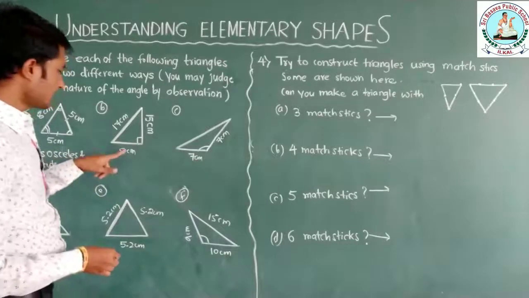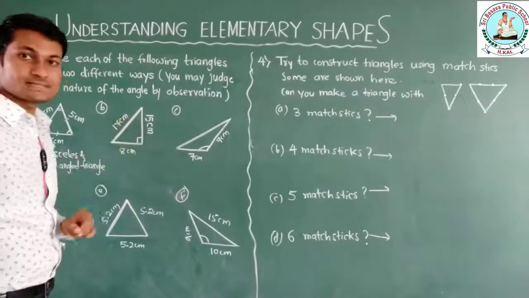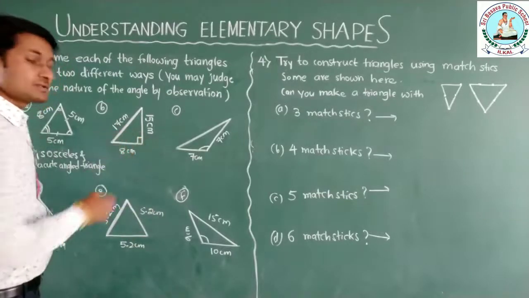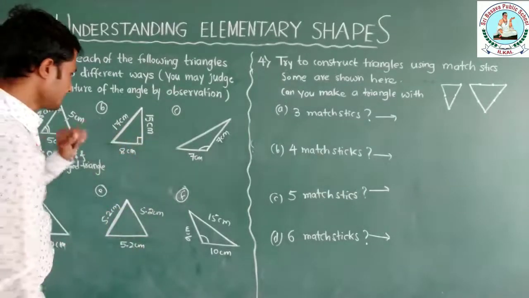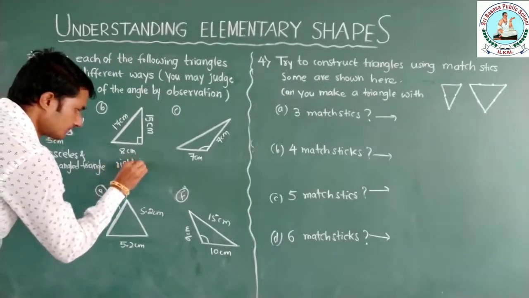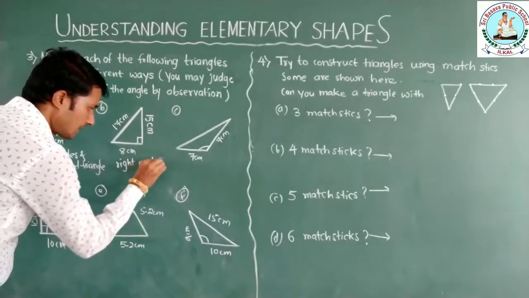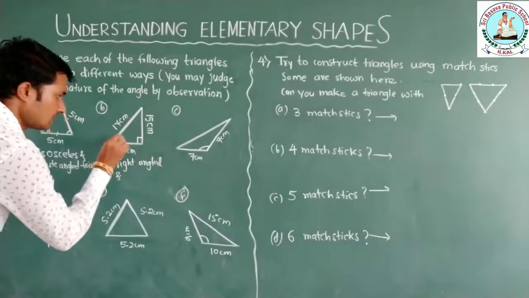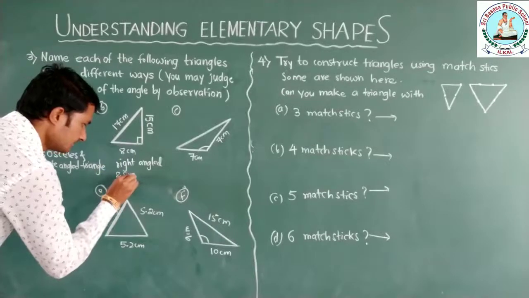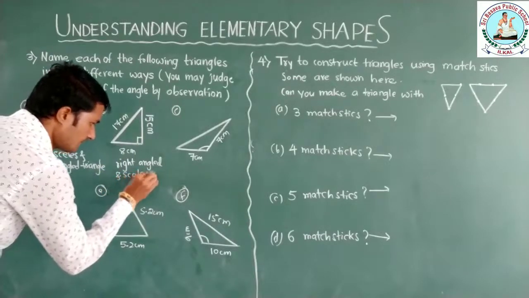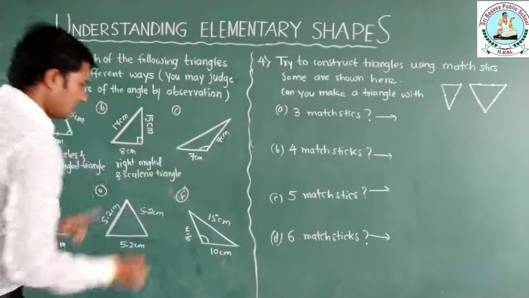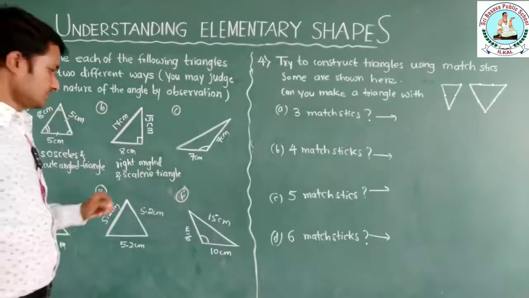So here you can say that the lengths of all sides are not equal, but one of the angles measures 90 degrees. So it is right angled, and since all the sides are not equal, it is a scalene triangle. Right angled, scalene triangle.